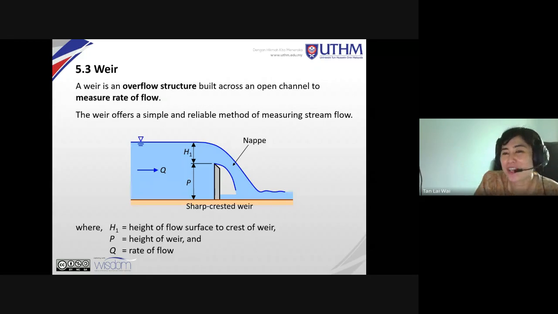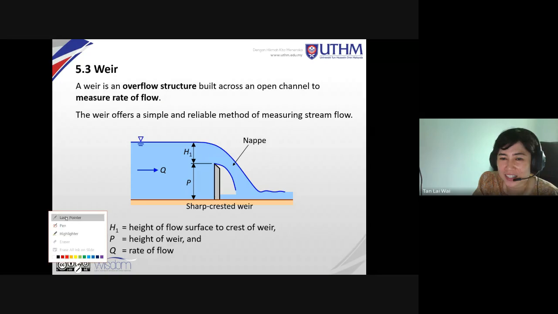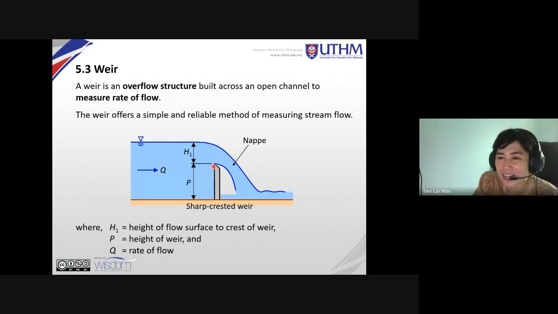Okay, so we will offer a simple and reliable method, because we just built a structure across the open channel. This is called the net. Water is coming out, and you have the net there. Now, this is called the net, and then you have the crest here. This is known as a sharp-crested weir because the width of the crest is not as wide as the net.